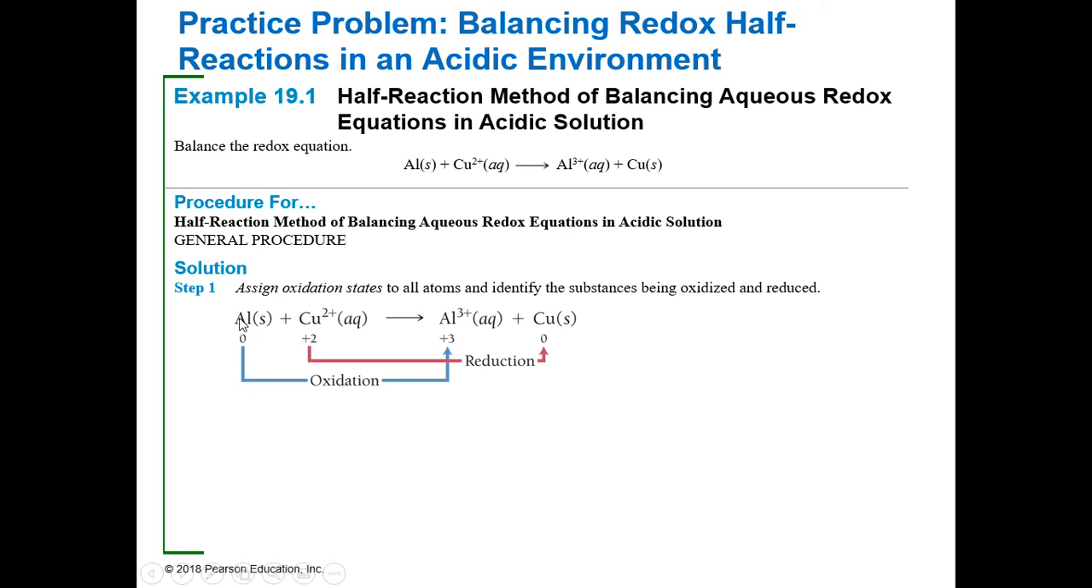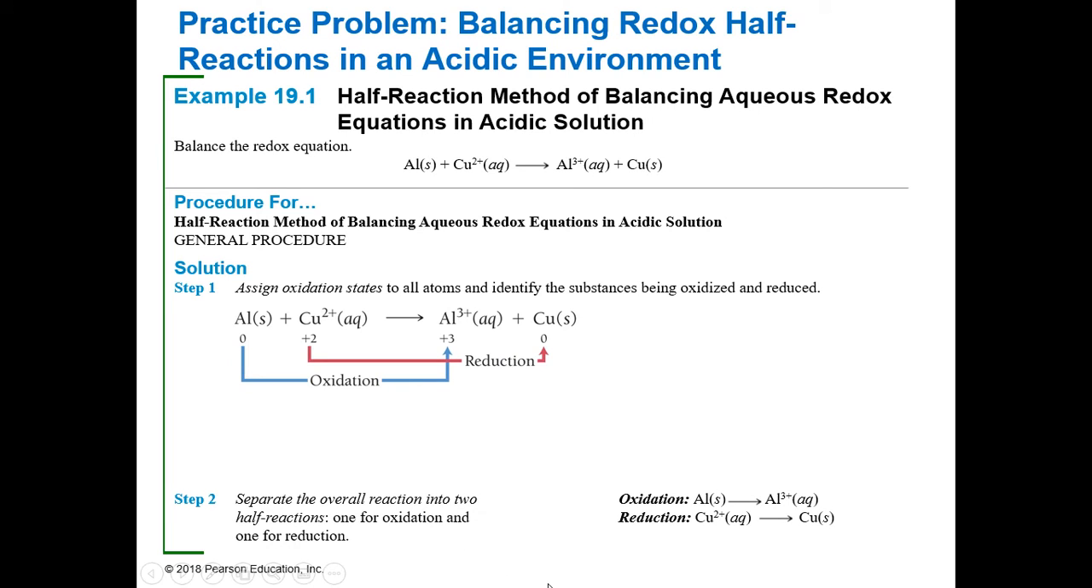What happens? This aluminum goes from 0 to +3. So it has been oxidized, right? It's lost electrons. It's technically lost 3 electrons. Copper 2+, it's gone from +2 to 0. So it has gained 2 electrons. Remember, electrons are negative in nature, so it is a reduction reaction.